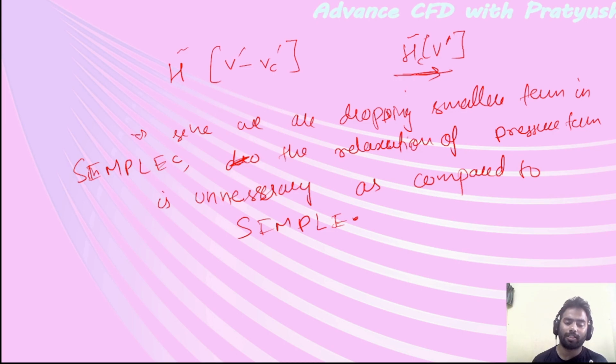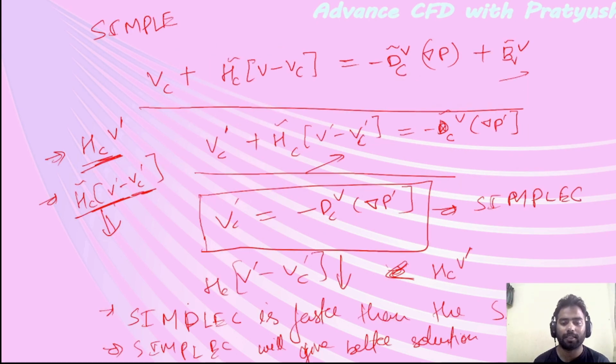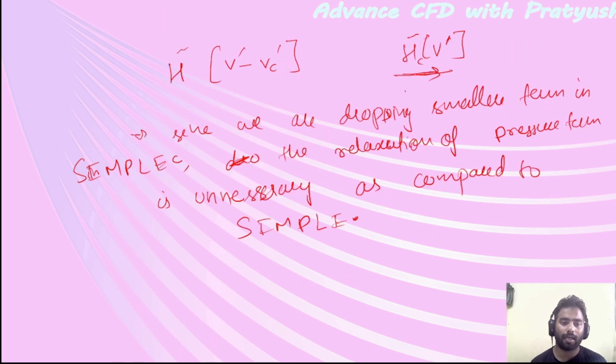Okay, so I think these three points are clear to you: why simplex is faster than simple, why simplex gives a better solution compared to simple, and that the relaxation of the pressure term is unnecessary compared to the simple scheme. Since in simplex we are not ignoring the neighboring terms, the computational cost of simplex will be more compared to the simple scheme. So I hope simplex and simple are clear to you.